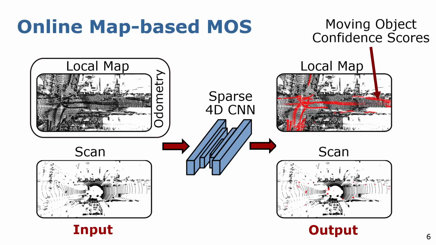We then take scan and map, we assign a timestamp, we voxelize these, and then only keep the non-empty points to obtain a sparse 4D point cloud. Then we pass this through a sparse 4D CNN, which has an encoder-decoder architecture. It's basically off the shelf. And then obtain on the right-hand side a moving object confidence score for each point, both in local map and the scan. You can see that we are now able to also segment these traces coming from the moving objects in the local map.